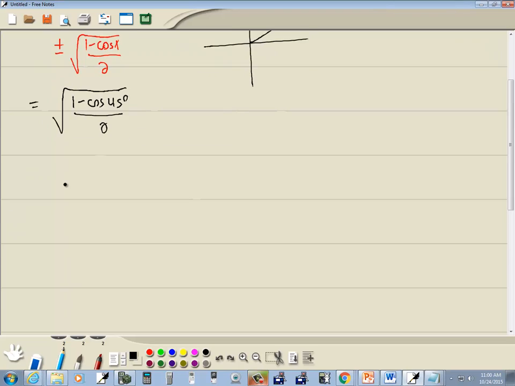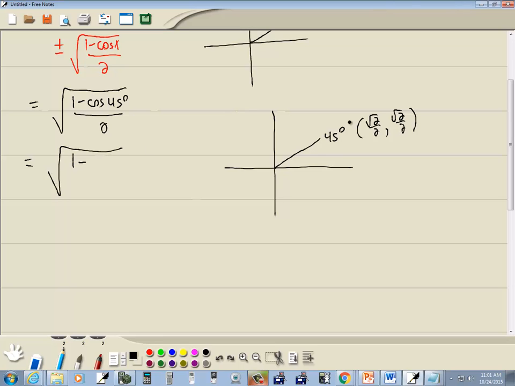If we look on our unit circle at 45 degrees, here's 45 degrees, and that'll be square root of 2 over 2 and square root of 2 over 2. So we got square root of 1 minus. Now cosine is the x part of our point. Not that it matters since they're both the same here, but the x part of our point is square root of 2 over 2.